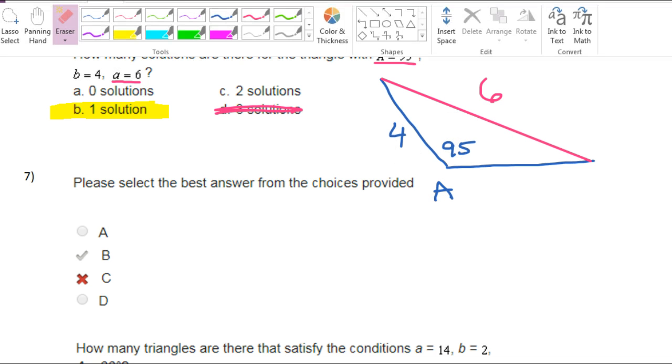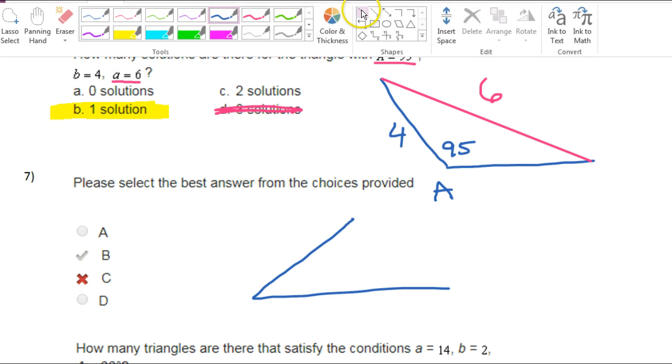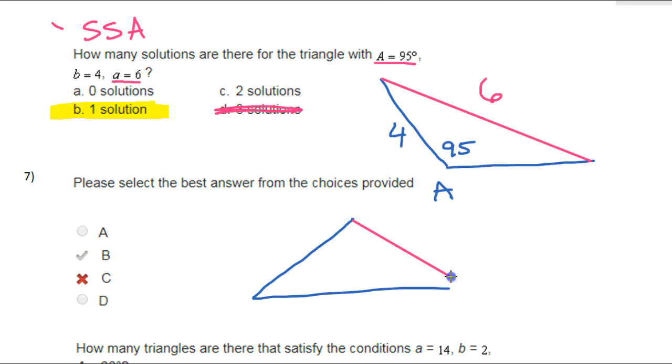Just one more time, remember, imagine this had been 85 instead of 95. If it had been an acute angle like this, then maybe there could be 2 triangles, because I could have 1 triangle like this, and I could have another triangle like this. But that only works for acute angles.